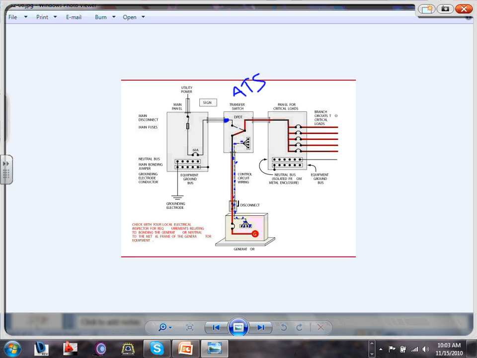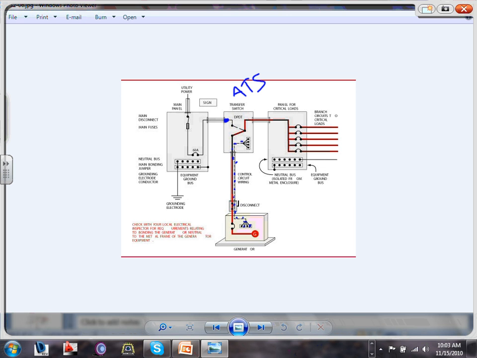Is that okay? Yes. If this is a legally required system, can I have a manual transfer switch? No. If it's an emergency system, can I have a manual transfer switch? No. You don't want to depend on people finishing their coffee to go start your emergency light.